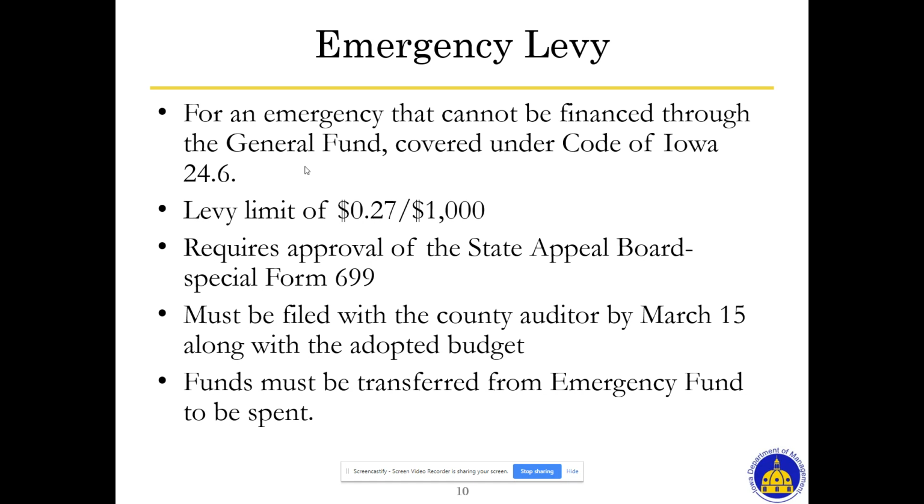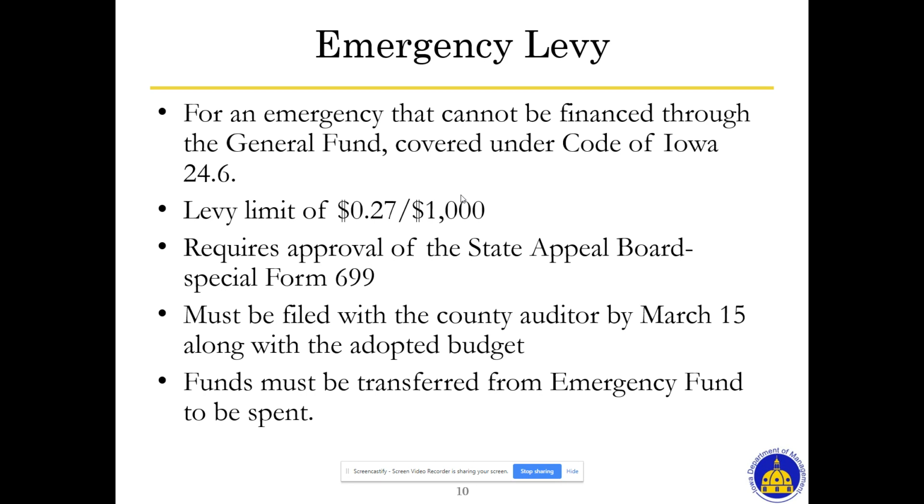Emergency levy, this is for an emergency that cannot be financed through the general fund. And by emergency, we really are talking about a fiscal emergency, not a natural disaster or that type of emergency typically. This particular levy is covered under Code of Iowa 24.6. It does have a levy limit of 27 cents per thousand. It does require approval of the State Appeal Board via a special form that you must complete and file with the county auditor along with your budget.